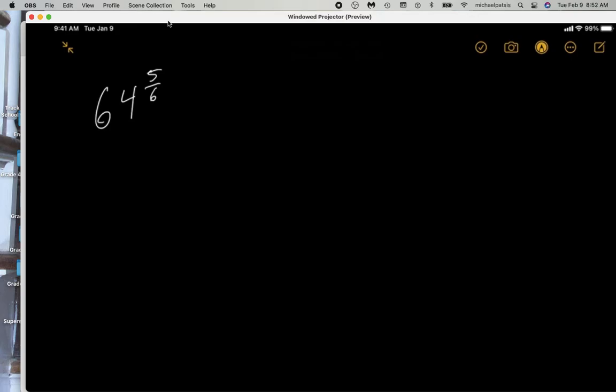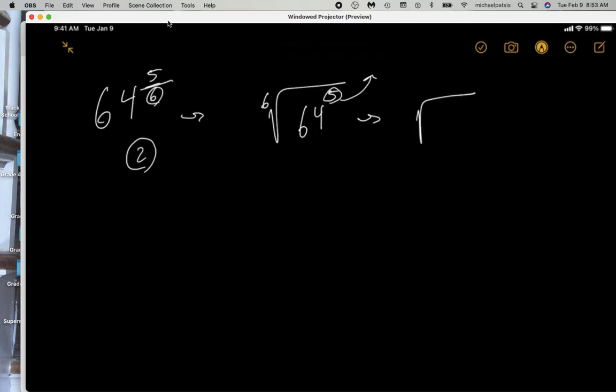Whenever you see 64, 32, 8, always think about 2 as being part of the answer. The way to handle this is change this to a radical. Here's your root because it's underneath the fraction line. Goes there. 64 to the 5th power. We can also go ahead and take this, flip it up, and add parentheses. So this becomes the 6th root of 64 raised to the 5th power.